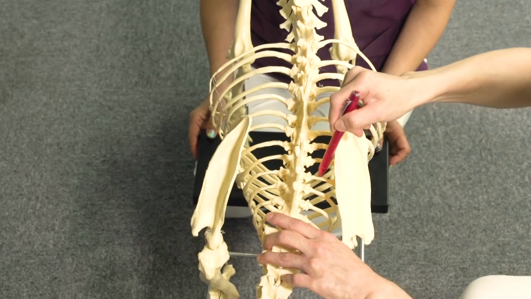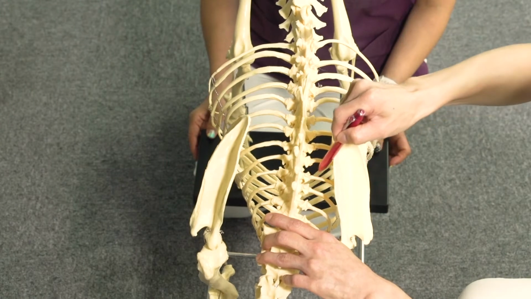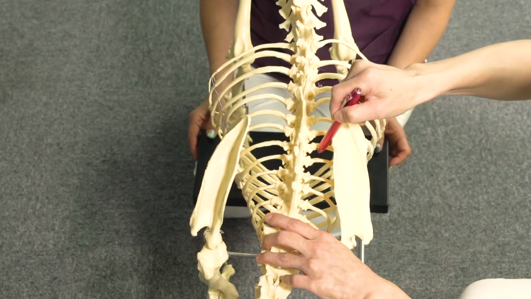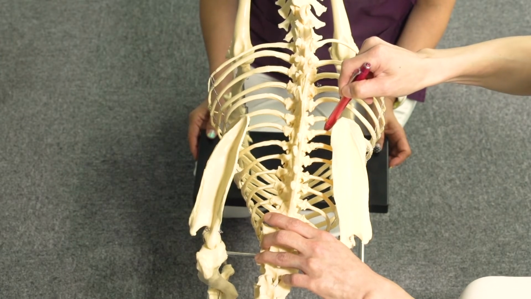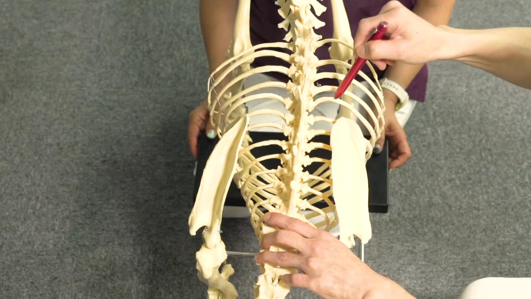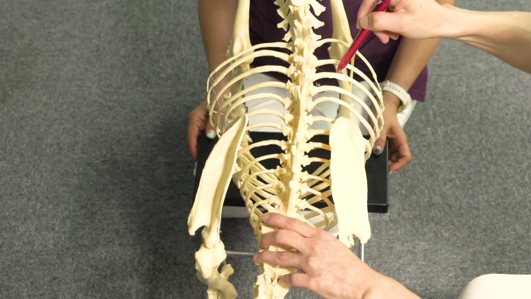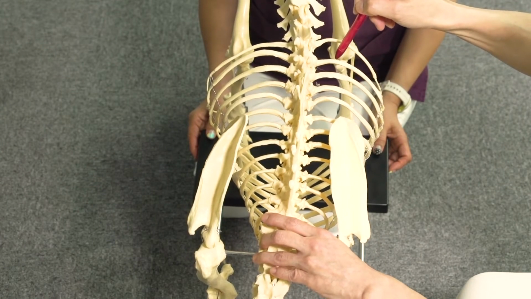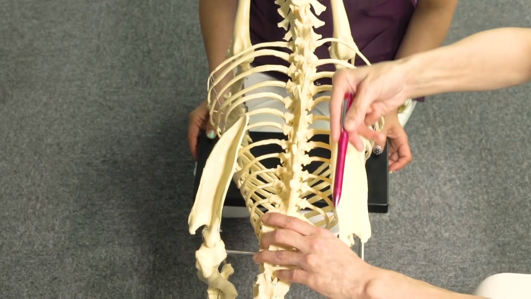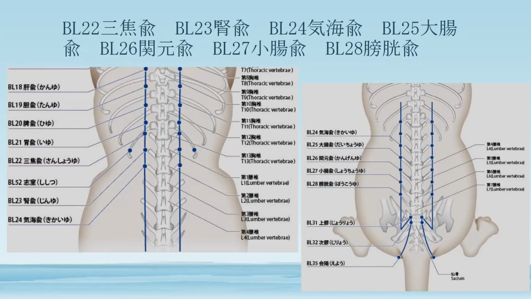From the third rib, the acupoints are at the intercostal space. In the third intercostal space, BL13. In the fourth intercostal space, BL14. In the fifth, BL15. In the sixth, BL16. In the seventh, BL17. And skip 8. And in the ninth, BL18. And 10th, BL19. In the 11th, BL20. And in the 12th intercostal space, BL21. All these acupoints are 1.5 cm lateral from the dorsal midline.